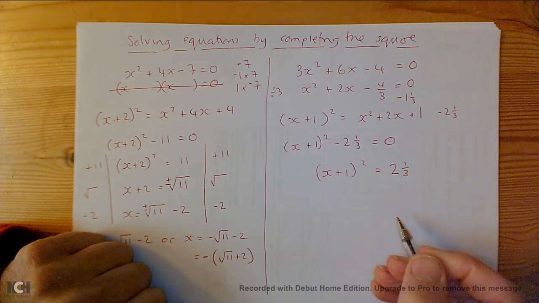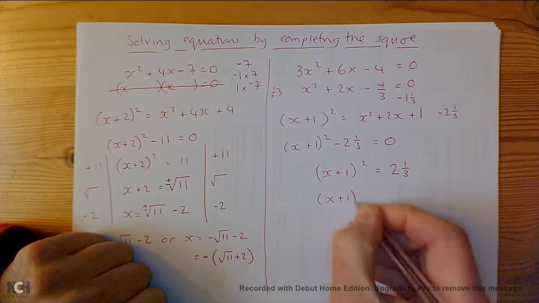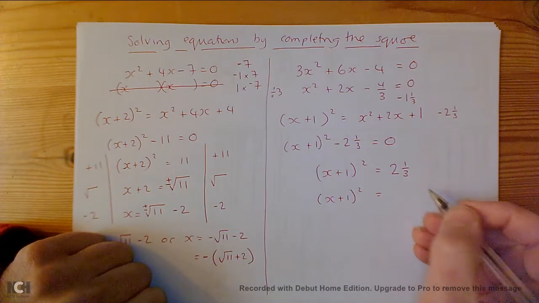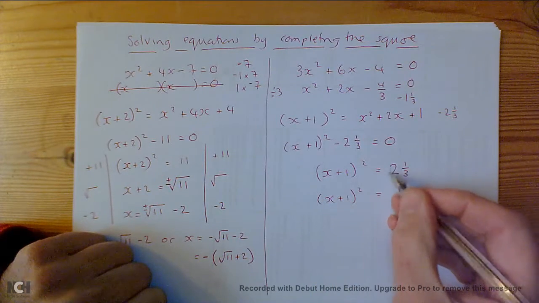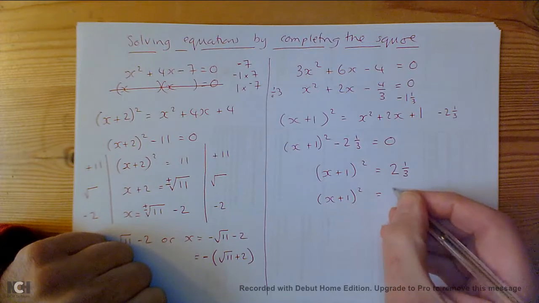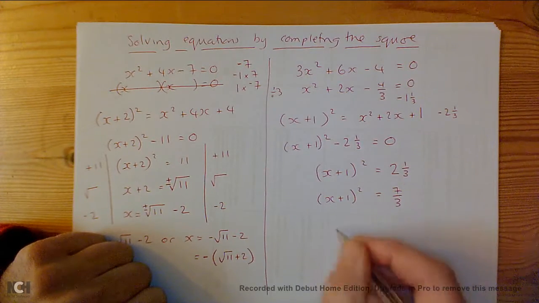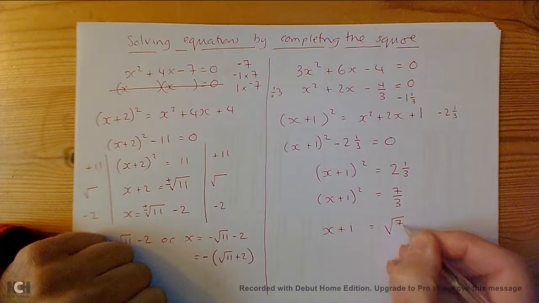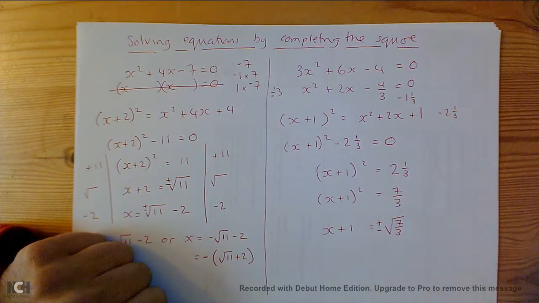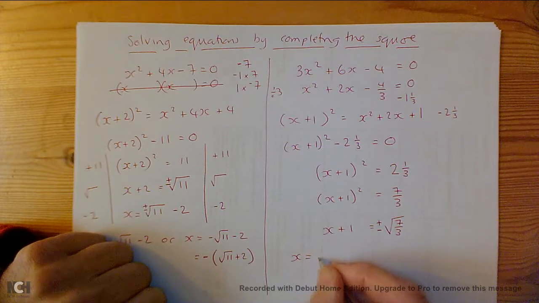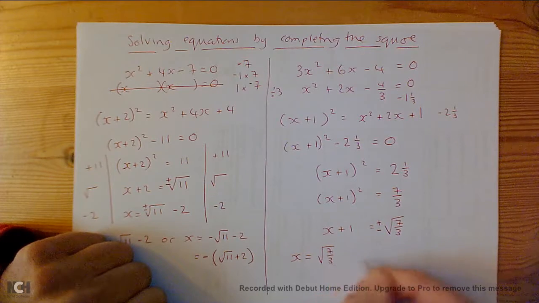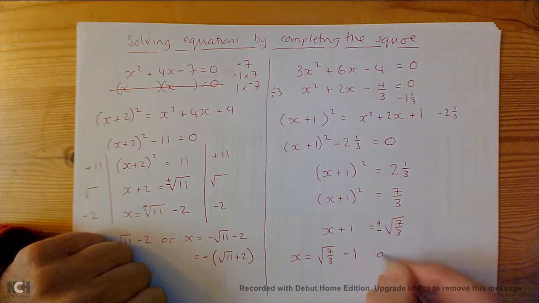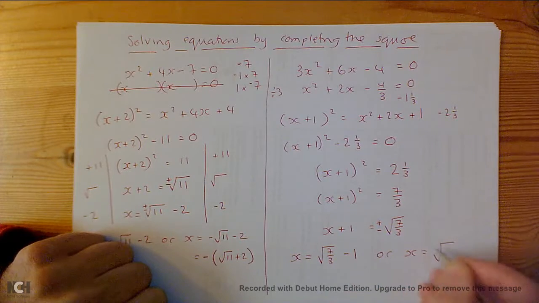Now my next stage is I'm going to square root everything. So I think what I will do is I will convert this to an improper fraction. So this 2 is comprised of 6/3 plus 1/3 is 7/3. So now I can square root, giving me x plus 1 is equal to the square root of 7/3. Remember, it can also be the negative square root. Subtract 1 from both sides gives me x could equal the square root of 7 over 3, subtract 1, or x could equal the negative square root of 7 over 3, subtract 1.